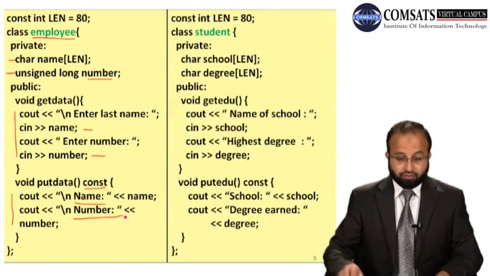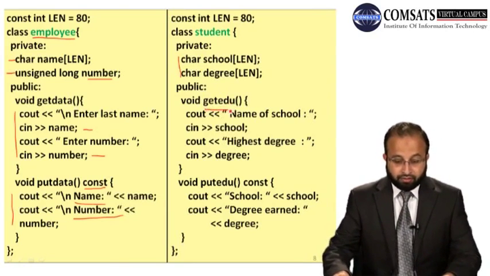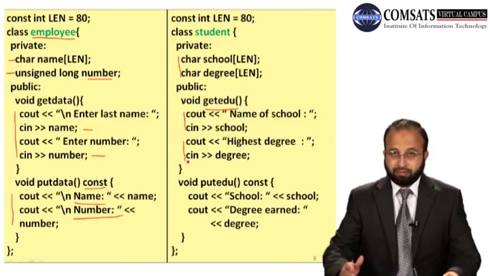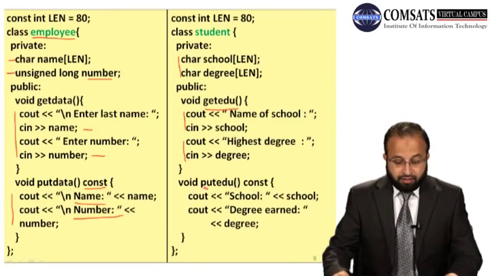The other class we have is the student class. One of its data members is school and the other is degree, right? School means the name of the school. In get edu, get education means that you input the values for the education, that is the school and the highest degree earned, for example BSc, MSc, MS or PhD, and then put education will display the content of the school and the degree. These are the private data members of the student class.